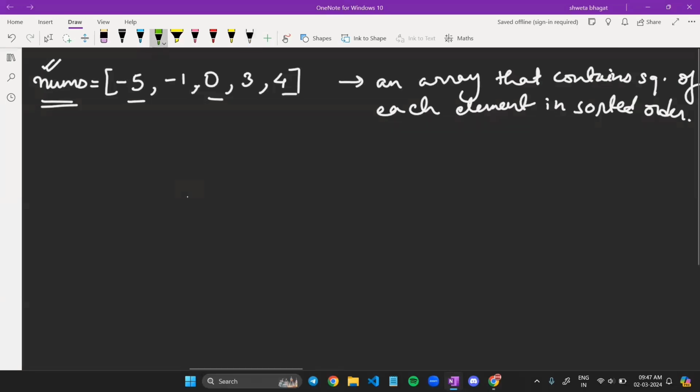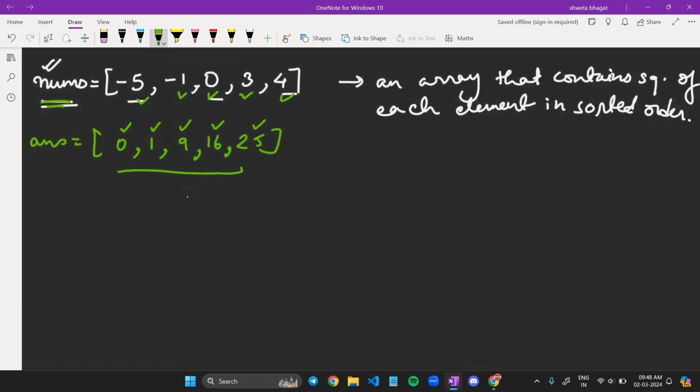So what would be the answer for this nums? We will have the answer as 0, 1, 9, 16, and 25. You can see that this is the square of 0, then the square of 1, then the square of 3, then the square of 4, and then the square of -5. And this is in sorted order. Now the question is, how are we going to solve this problem?